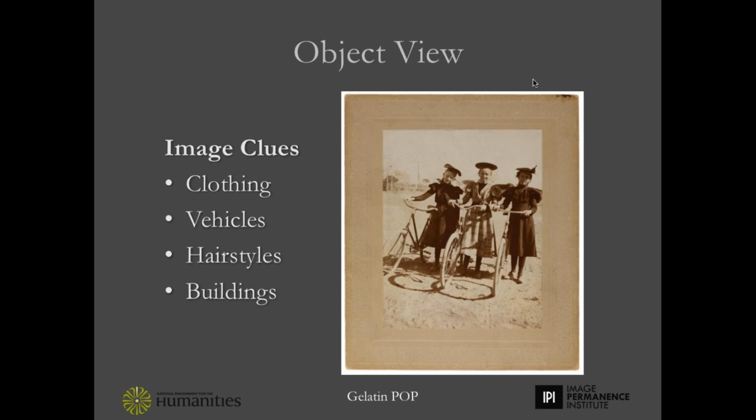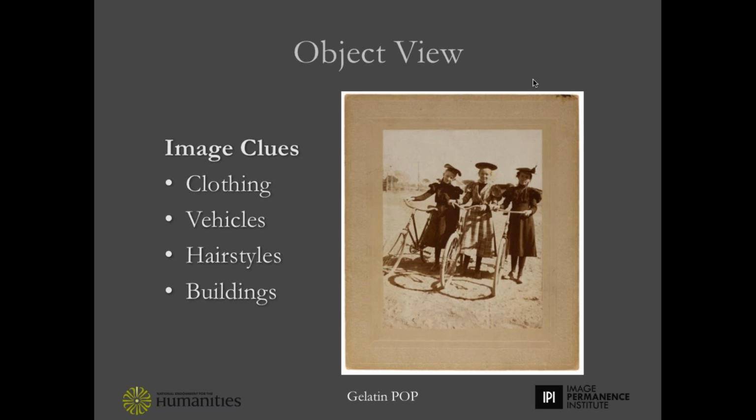Are there clues within the image itself that might narrow down a date range, which in turn might narrow down what the process possibilities are? Here, we are not looking for key identifying features, but rather just good clues that might help us better understand the object. So image clues might be clothing, vehicles, hairstyles, or buildings.